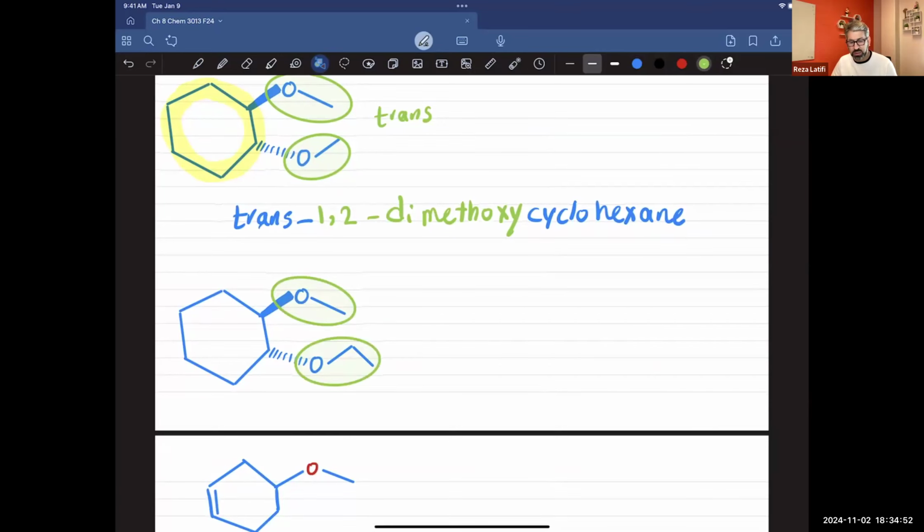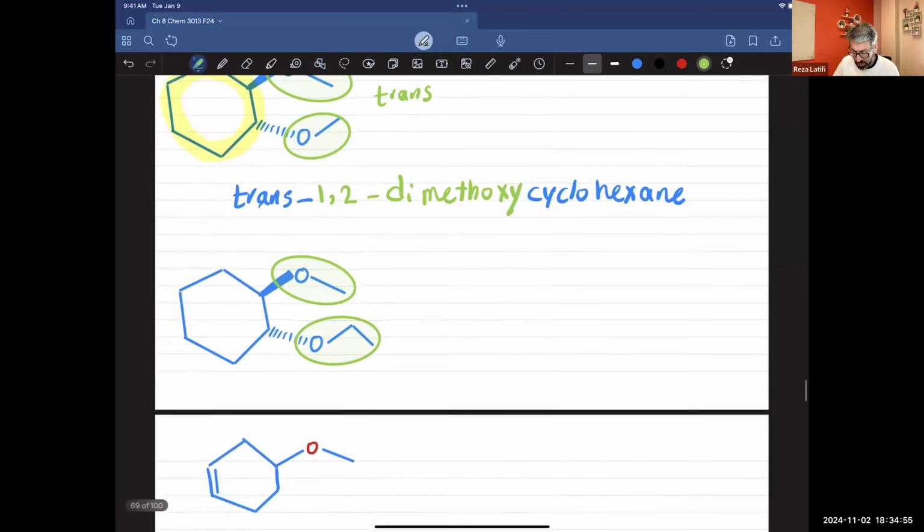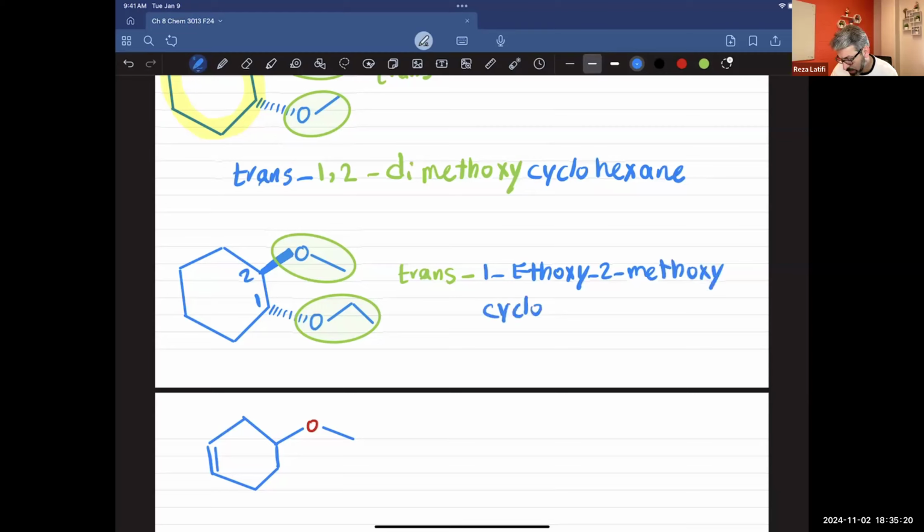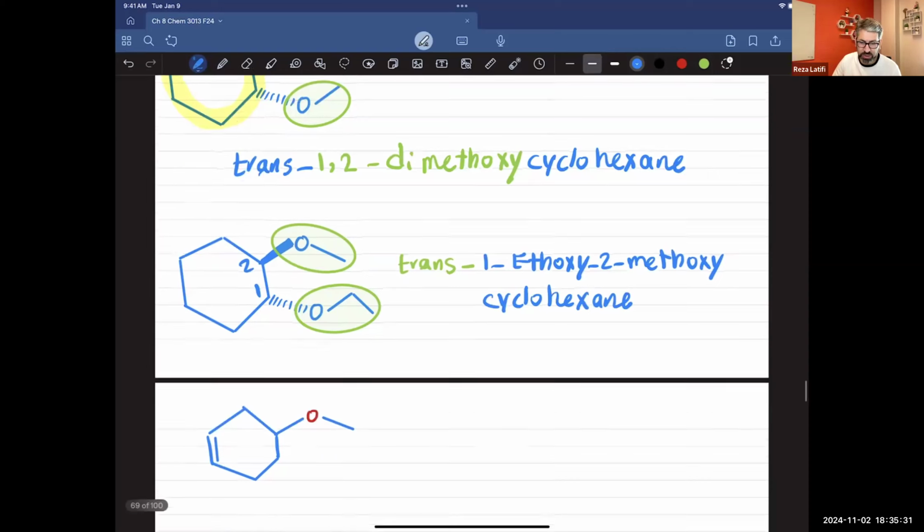Okay, next, I have two substituents that are not identical. One is ethyl and the second is methyl. Priority goes to ethyl. And so I go, these two are trans. So here we go, trans. Next, okay, we say this is going to be 1 because of the ethoxy. And this one will be 2. So we say 1 ethoxy, and then 2 methoxy cyclohexane. So trans 1 and 2. Trans 1 ethoxy, 2 methoxy cyclohexane.